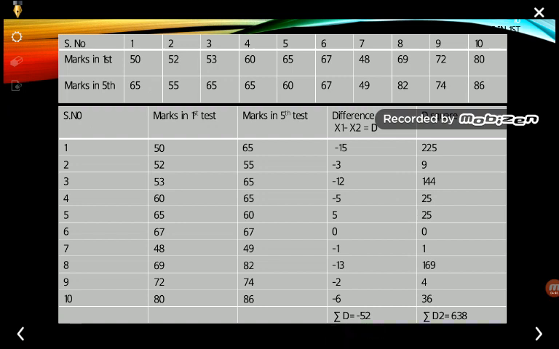Next we have to square it. So what is this? This is D square. It's very simple, you know that. First we have to find D, and then we have to square it. So minus 15, after squaring, we know it becomes positive 225. Minus 3 will give you 9. Minus 12 will give you 144. Minus 5 will give you 25. Similarly, we find the summation of D square, which is around 638.